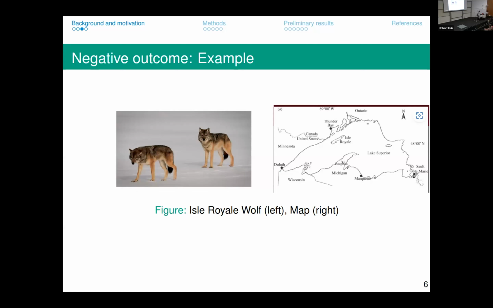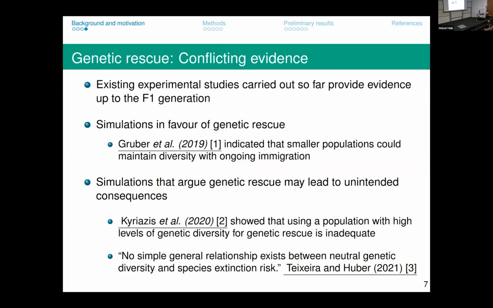But after some time, one individual crossed Lake Superior from North America, that's Minnesota, and joined the Isle Royale population. It was fitter than the inbred population on Isle Royale, and became related to everyone in the population very quickly, in just 2.5 generations. And after that, the population declined to only 2. So that's the negative outcome of genetic rescue.